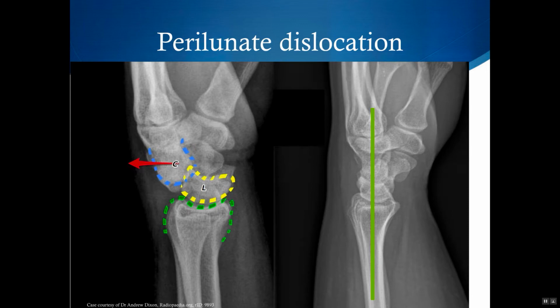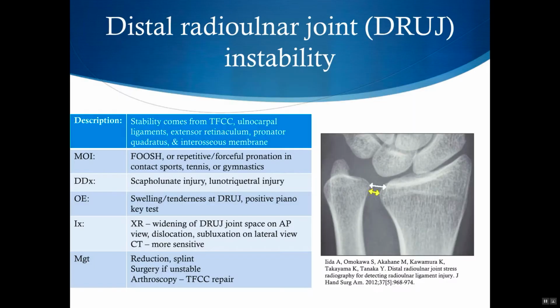Both lunate and perilunate dislocations require urgent surgical referral so they don't develop any of the complications of avascular necrosis, long-term instability, or permanent nerve injury.